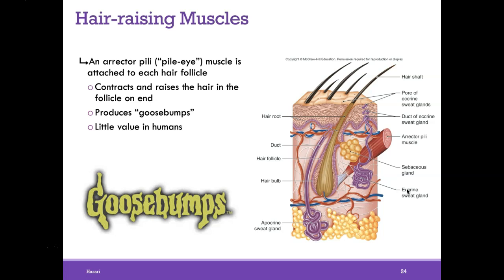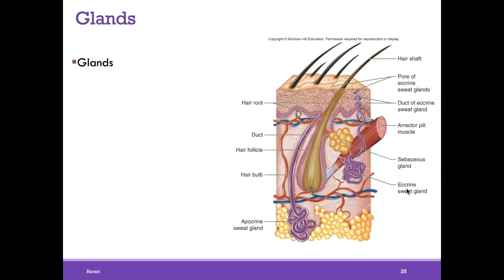In humans, it does cause us to have goosebumps, but it serves no useful purpose. It does not make us seem bigger to an enemy. It does not make us any more warm in the cold. So it's basically something that came along for the evolutionary ride, but doesn't affect us because we don't have the same density of hair. So now we can talk about glands.